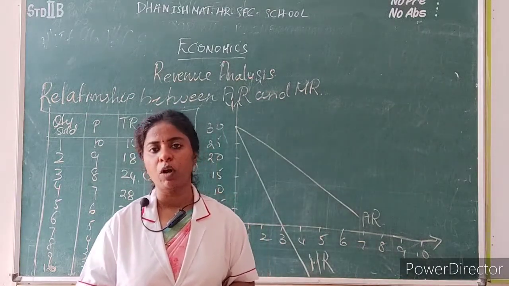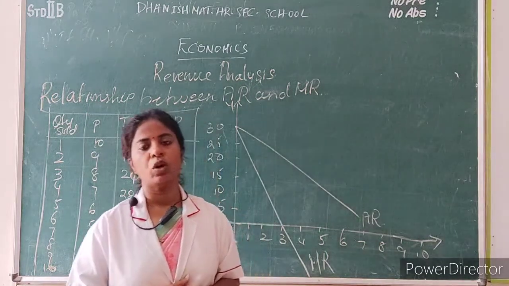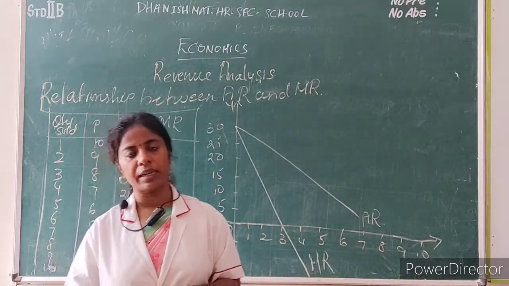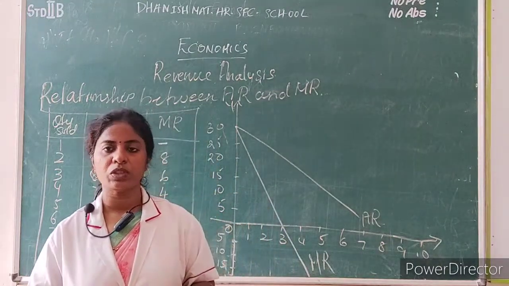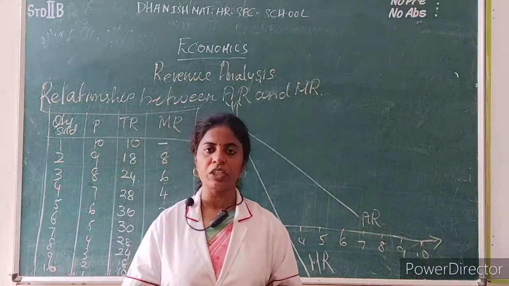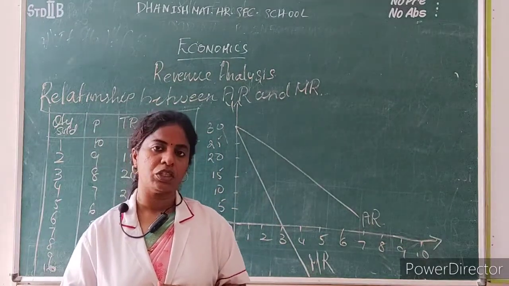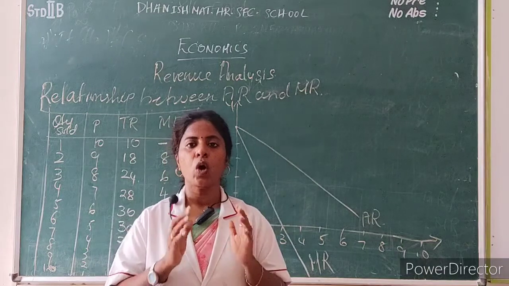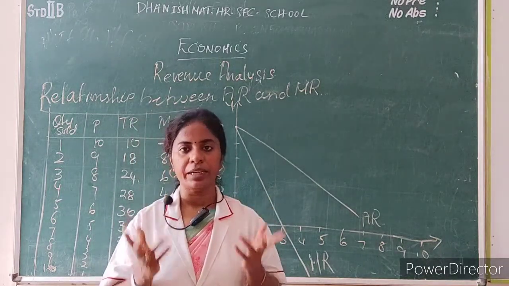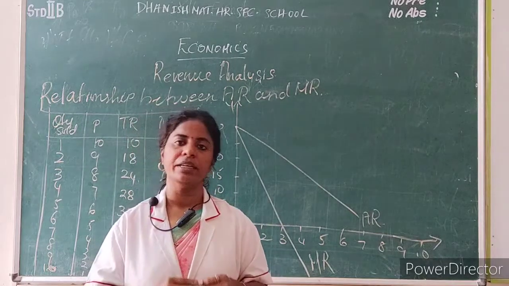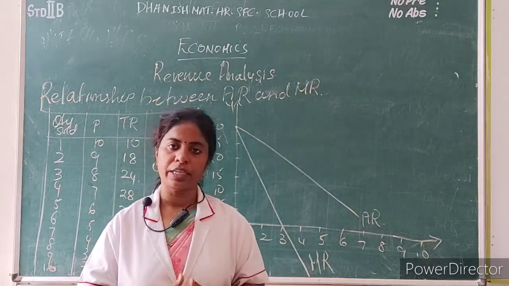Then we saw the relationship between AR and MR, under constant price and under declining price. Constant price is followed under perfect competition, and declining price is followed under imperfect competition. Perfect competition means homogeneous product; imperfect competition means the product will differ, price will differ and profit also will differ. Okay, so up to this the lesson is over.